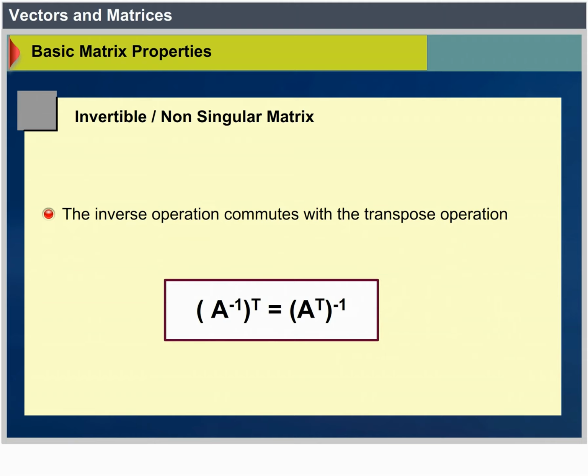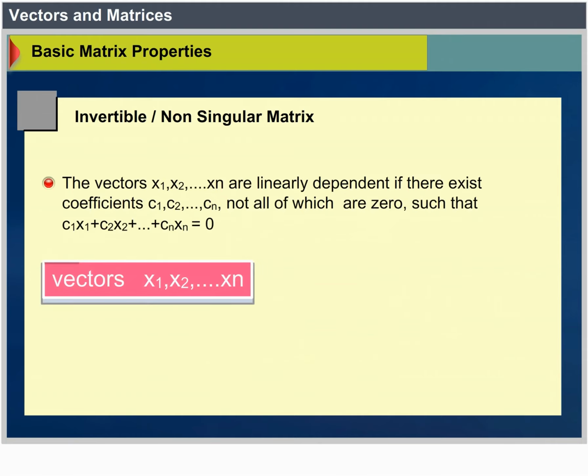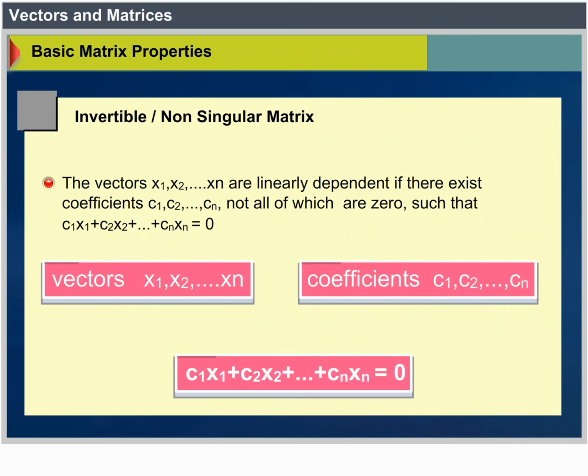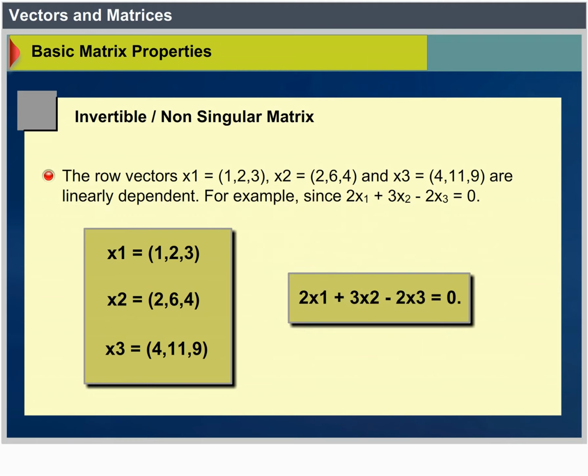The vectors x1 to xn are linearly dependent if there exist coefficients c1 to cn, not all of which are 0, such that c1x1 plus c2x2 up to cnxn equals 0. The row vectors x1 equal to (1, 2, 3), x2 equal to (2, 6, 4) and x3 equal to (4, 11, 9) are linearly dependent, for example, since 2x1 plus 3x2 minus 2x3 is equal to 0.